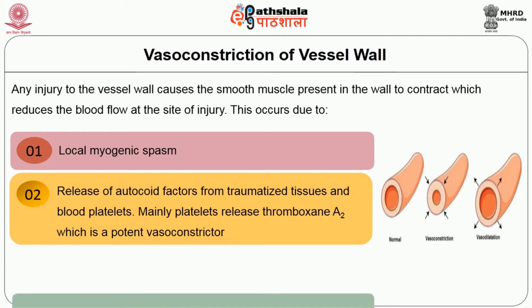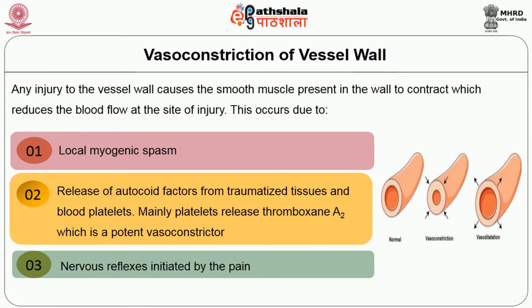So the third mechanism that produces vasoconstriction is the nervous reflexes. So whenever there is injury to the vessel wall, these nerves are damaged, which will cause pain in that area. So this pain in turn will produce certain reflex mechanisms, which will produce again vasoconstriction of the vessel wall.